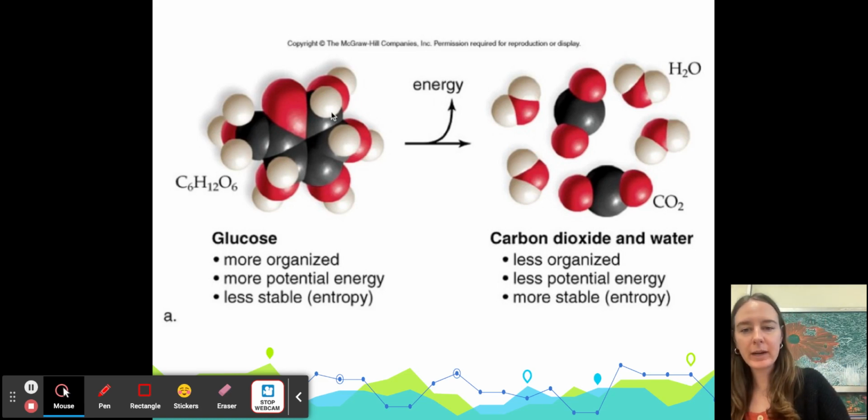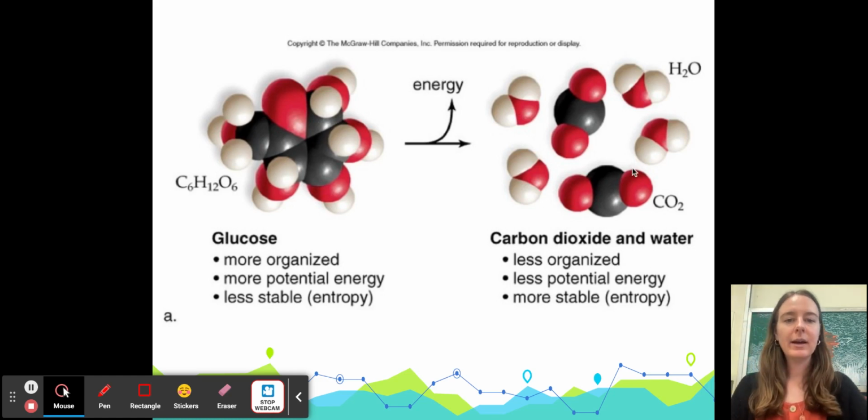But basically, you're going to be breaking these bonds and then forming new bonds, and we are increasing the disorder here. So this is a less organized version on the left side. Even though you have the same number of atoms, you have now created a more disorderly system here. There's less potential energy. Why? Well, now you don't have one organized molecule. Now you have a bunch of molecules that are more spread out.